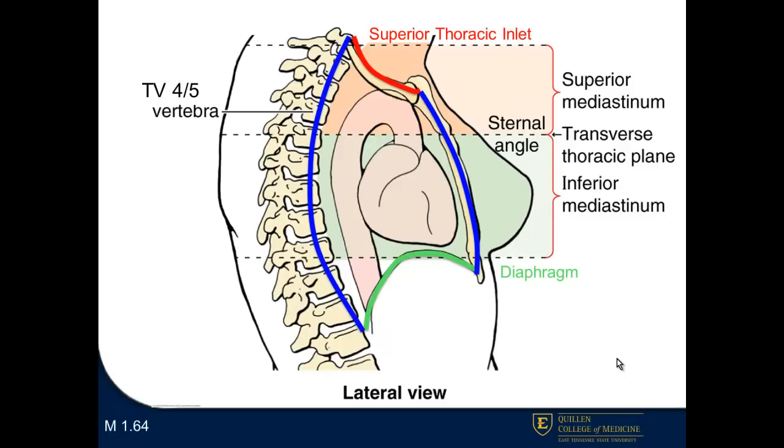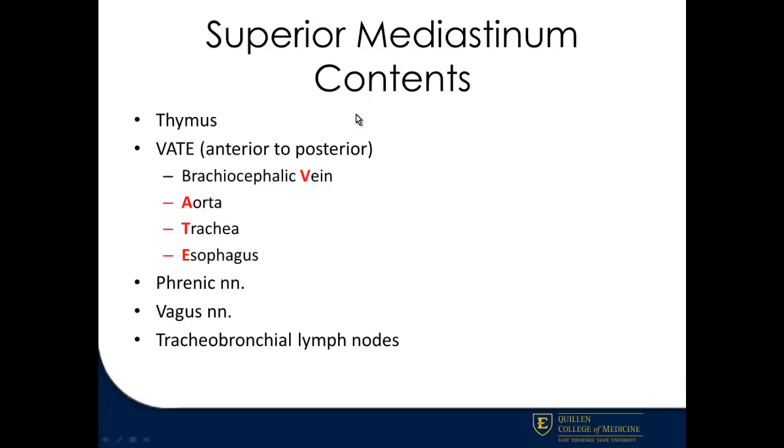We divide the mediastinum into superior and inferior divisions using an imaginary line called the transverse thoracic plane. This plane is located at the sternal angle and thoracic vertebral level TV4-5. Remember the lateral borders. That was the mediastinal parietal pleura. So we're going to be looking at the structures in this red area between the boundaries of the mediastinum but above that transverse thoracic plane. So let's look at the contents.